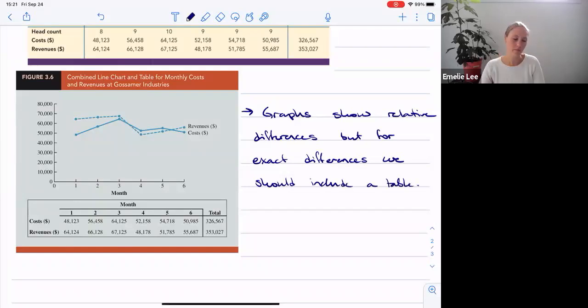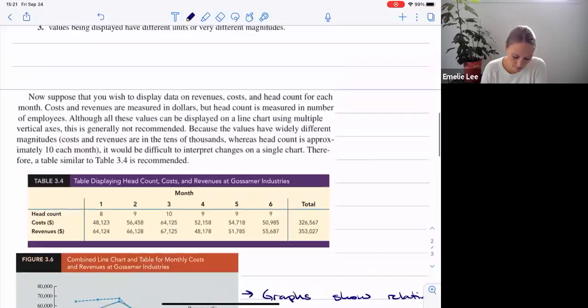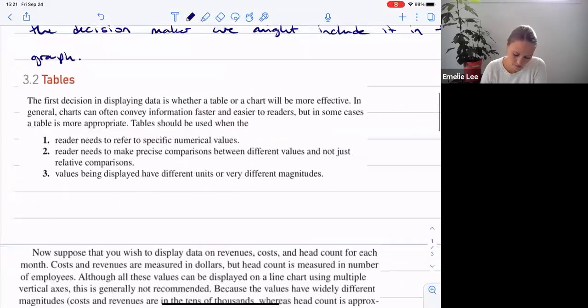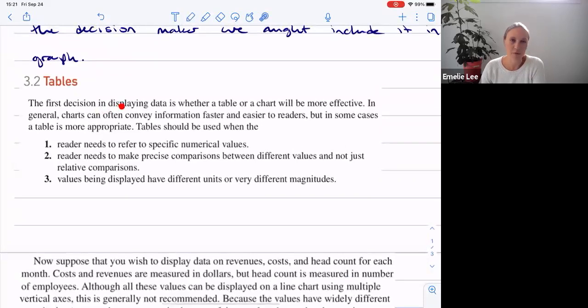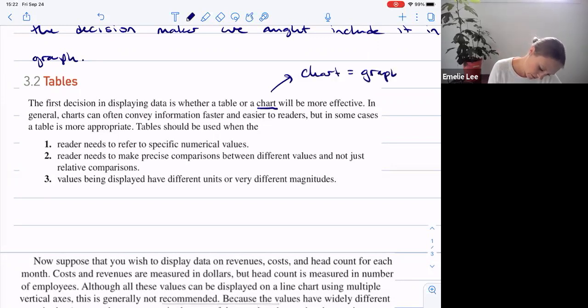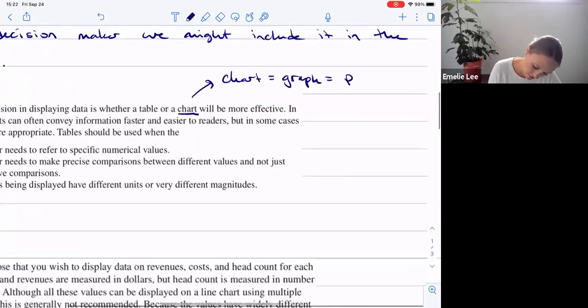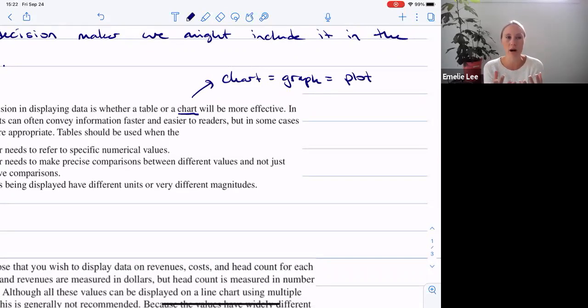Okay. So going back up to the blurb, the first decision in displaying data is whether a table or a chart. So a chart here, they use the word chart, and I feel like I mentioned it earlier, but a chart is a graph, is a plot, right? So we use those terms interchangeably. I tend to call it a graph most of the time, but they like to call it a chart, so that's fine.